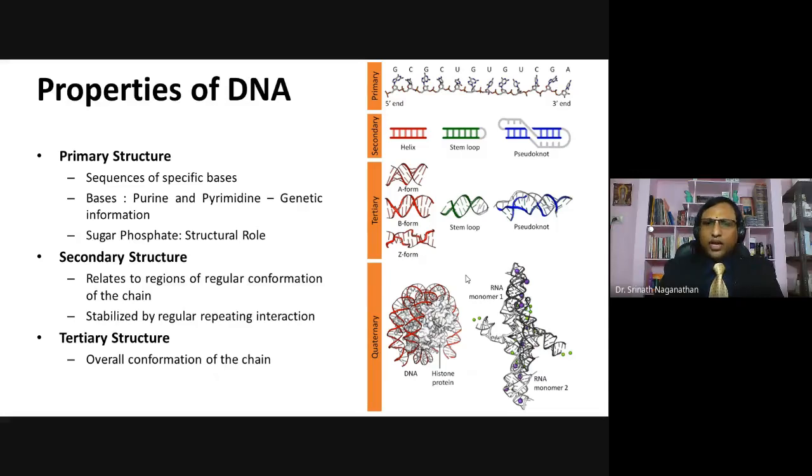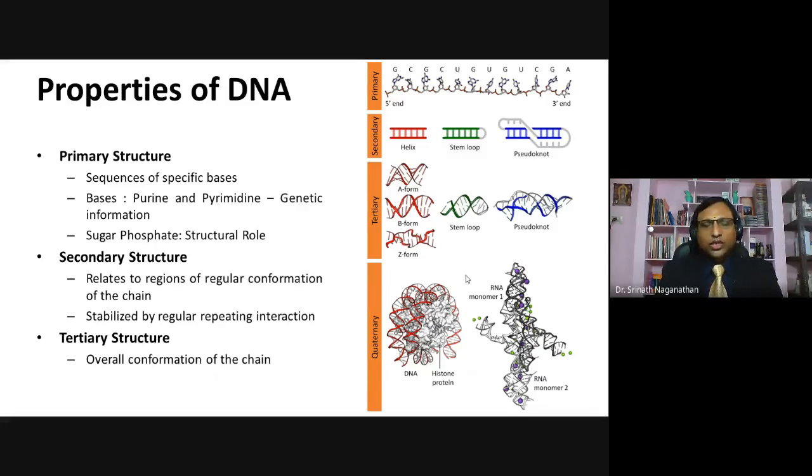This relates to the region of regular conformation of the chain and is stabilized by regular repeating interactions. Tertiary structure is the overall conformation of the chain. That is why normally DNA is represented as A form, B form, and Z form. During their replication process and during their transcription process, they are observed in the molecules. The stem loop structure, as I said, is usually observed during the transcription process.